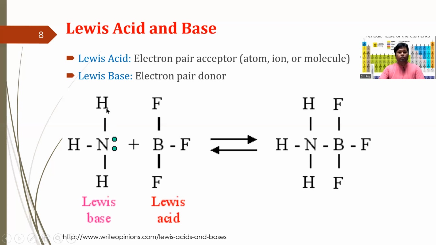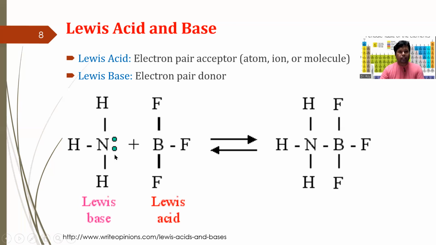If we consider ammonia, this ammonia has one lone pair. Nitrogen is bonded with three hydrogen atoms by three covalent bonds. Here we can see one covalent bond, another covalent bond, and another. So the nitrogen atom has one extra pair of electrons, and that pair can be donated to someone else who has a deficiency, or who has the ability to gain one pair of electrons.